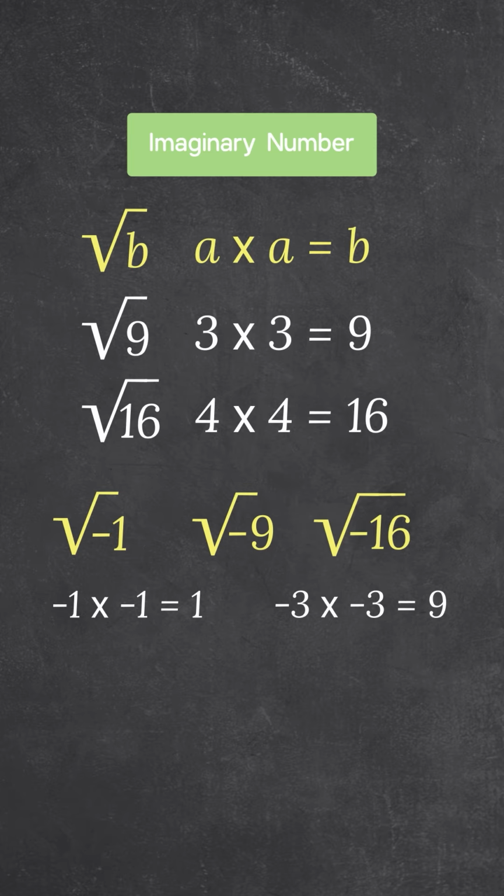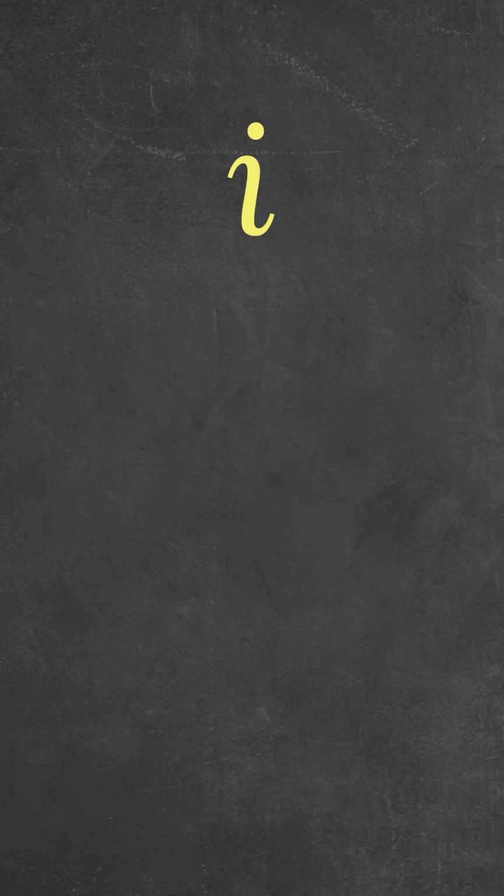But over time, scientists decided and said, why don't we create an imaginary number? From the word imaginary, the first letter I, we call it I and say that this is an imaginary number, and if we multiply it by itself, it gives us -1.